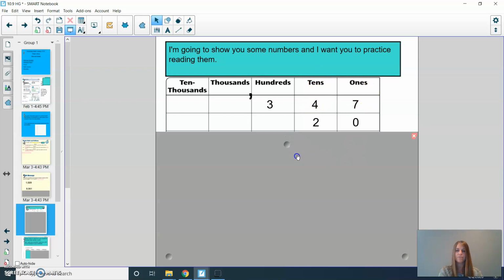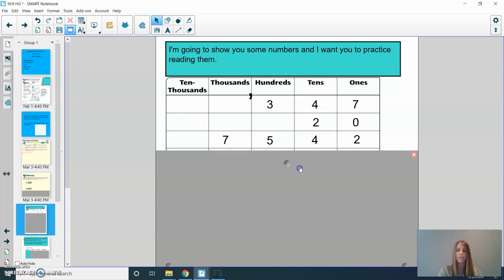How about this number? If you had said 20, you are correct. Just 2 in my tens and 0 in my ones. How about this number? If you said 7,000, and what I'm going to do is I'm going to drag a little comma to help remind me to say that word.